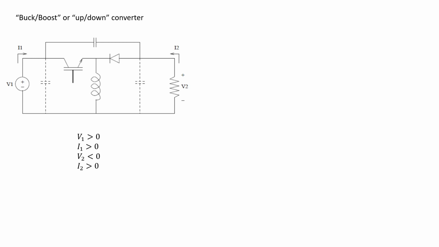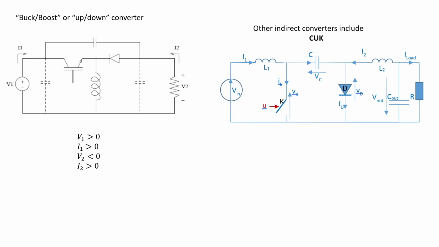Whereas for buck and boost, this one. Okay, there are other types of indirect converter, but I'm not going to explain them one by one. I only explain the simplest one to give the introduction. Anyway, you can just know the names of other types of indirect converter like CUK, C-U-K. It is indirect because you have the storage element in between here, like a capacitor.